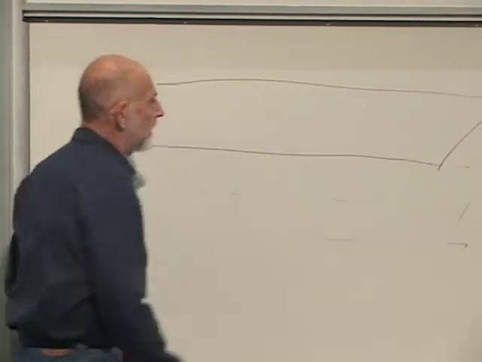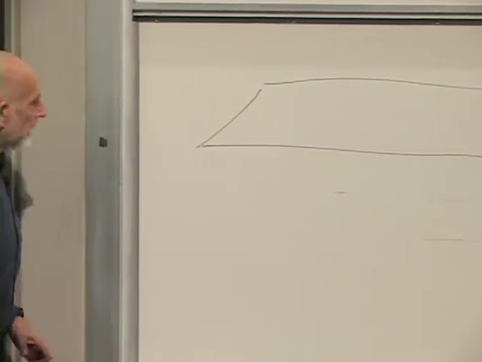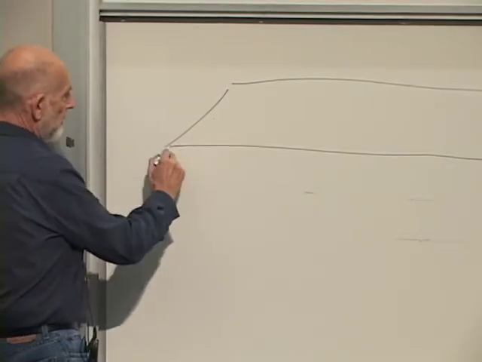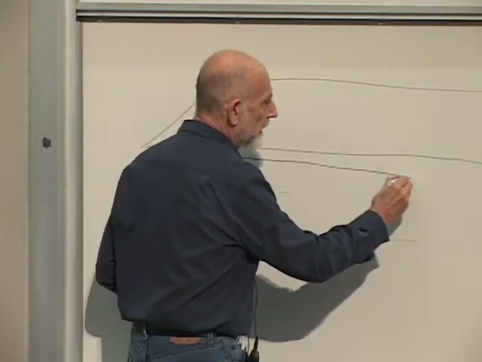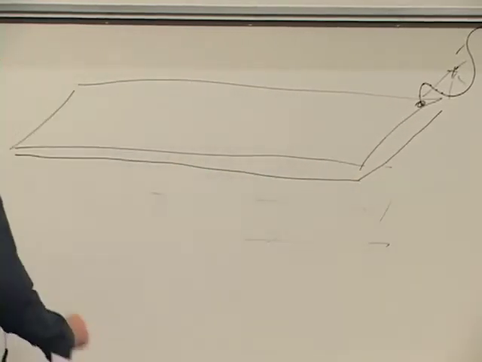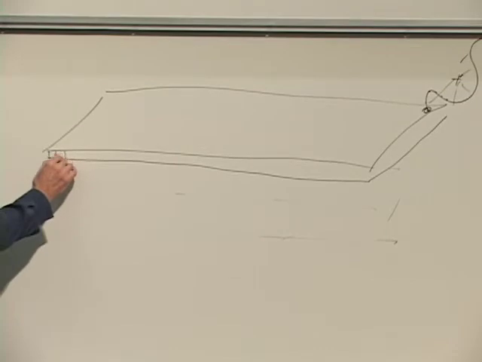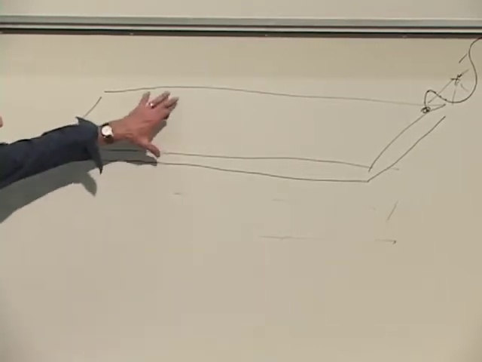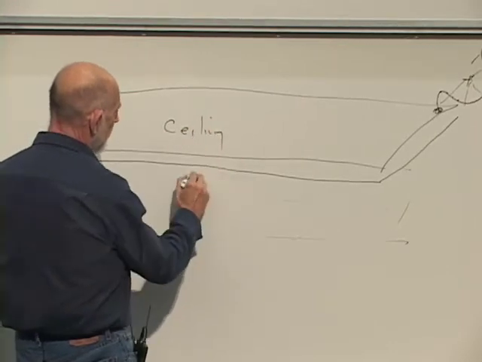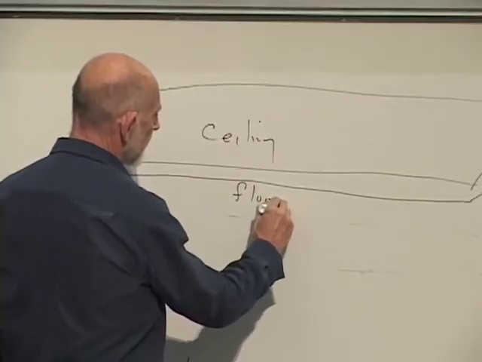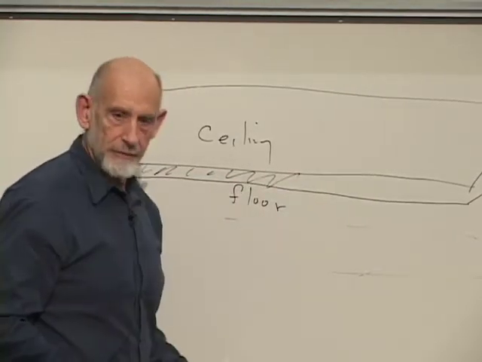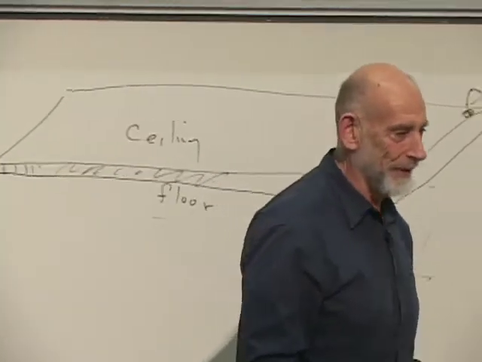There's the world that they think they live on. But now they look under a microscope and they discover that there's a direction perpendicular. So there's some thickness there, okay? We'll call the top thing the ceiling and the bottom thing the floor. And there's some bulk stuff, namely space, in between.